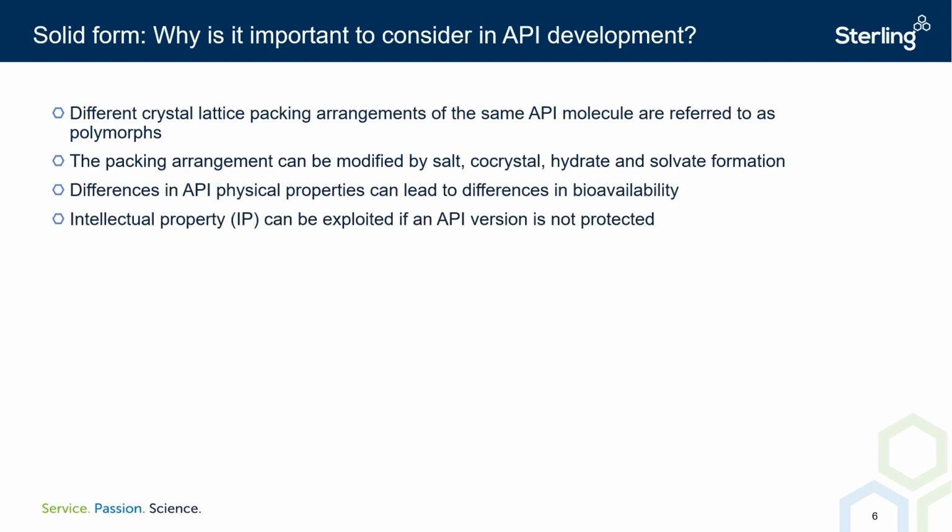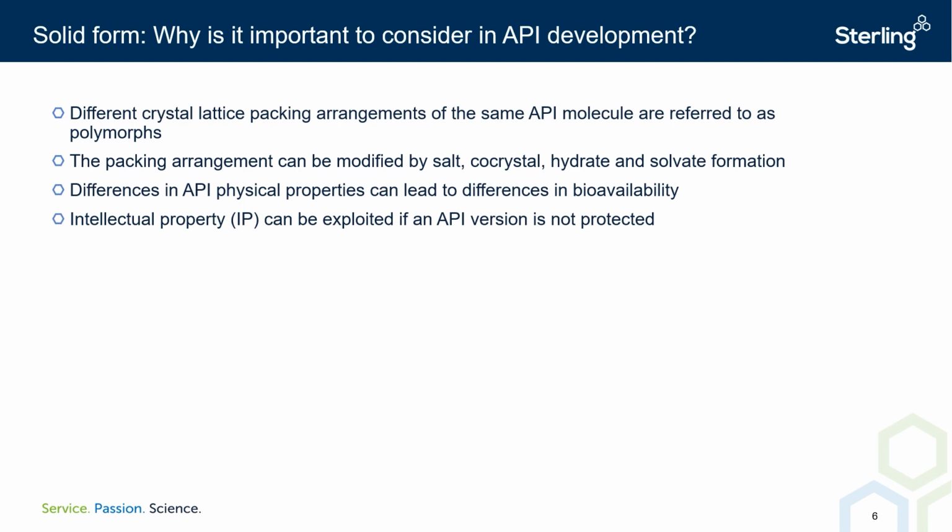The differences in the packing arrangements of the same API molecule can give rise to differences in the physical properties and chemical processes of the API. This is known as polymorphism. The packing arrangement of the same API molecule can be further modified by salt or co-crystal formation, as well as hydrate or solvate formation, which will also modify the physical behavior of the API. These differences in API physical properties can alter the bioavailability. For instance, one version of the API may be more active than another.